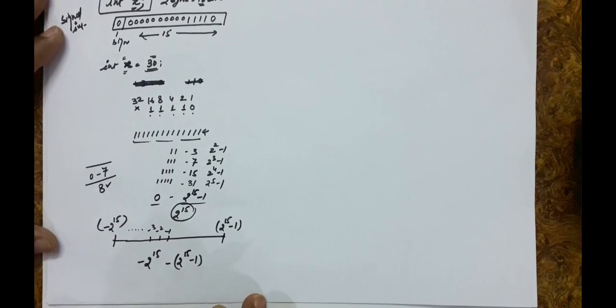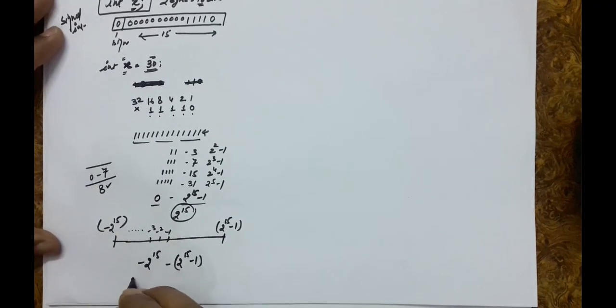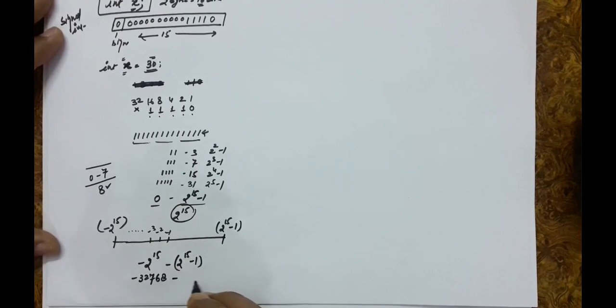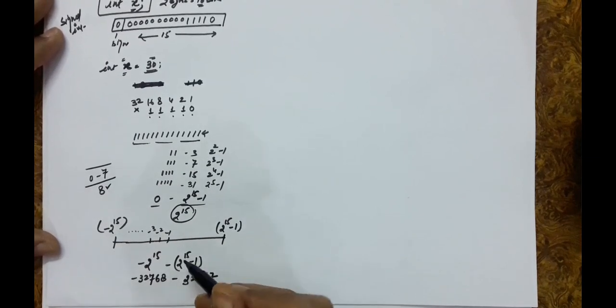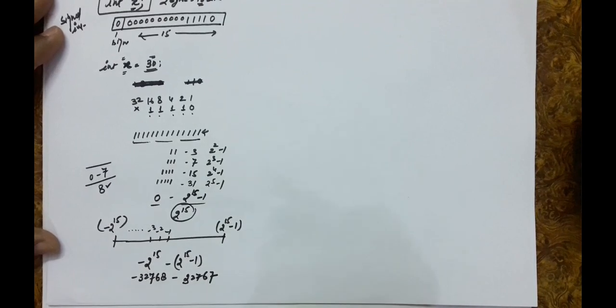In the first year, you must have studied that the range of integer numbers is minus 32768 to plus 32767. So this is actually this one. Minus 2 raised to the power 15 is 32768, and 2 raised to the power 15 minus 1 is obviously 32767. So the range of the integer number is this one.